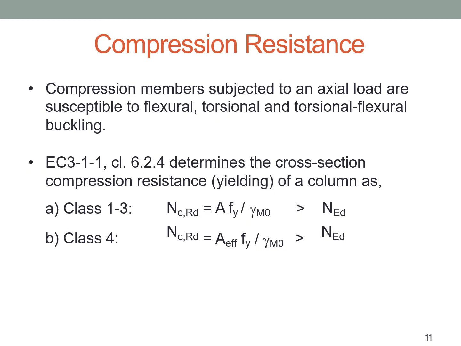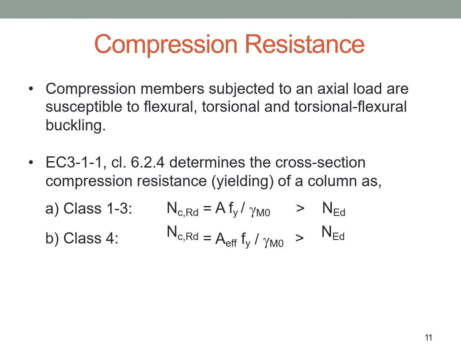For the first checking, we are going to check for compression resistance of column. Compression members subjected to an axial load are susceptible to flexural, torsional, and torsional flexural buckling. To determine the compression resistance, the formula is given here according to EC3.